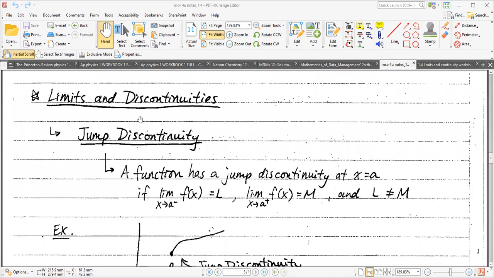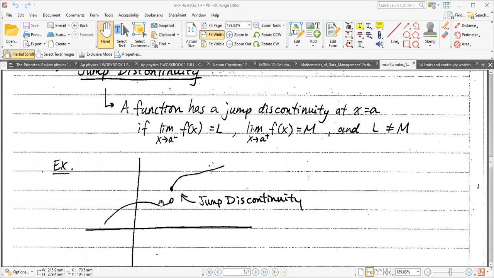Now, limits and discontinuity. I just told you the case that when the limit from the right and left are not the same, we have a jump discontinuity. See, the limit from the right is, let's say, L. This is from the right, you have to look at that. And the limit from the left is M. These limits are not the same. We have jump discontinuity.